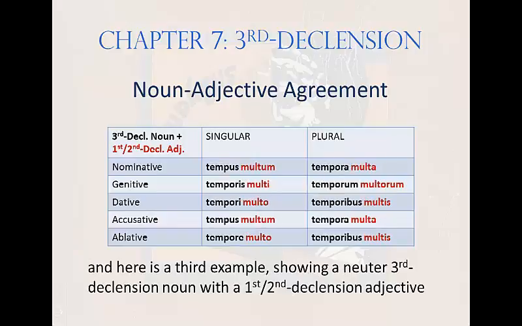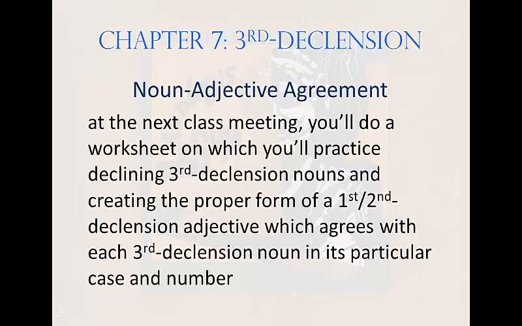Finally, here's a third declension neuter noun with the first-second declension adjective attached to it. Tempus multum, meaning much time. Do the endings here make sense to you? And can you translate this noun-adjective cluster? For the next class meeting, you'll do a worksheet on which you'll practice declining third declension nouns and creating the proper form of a first-second declension adjective which agrees with each third declension noun in its particular case and number.